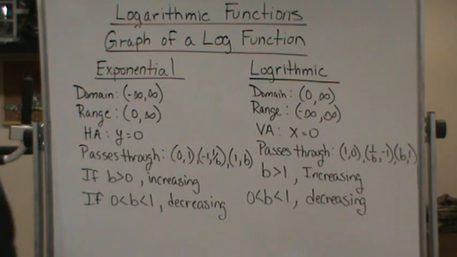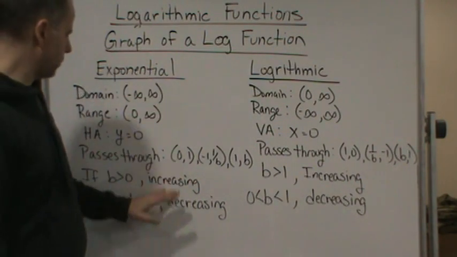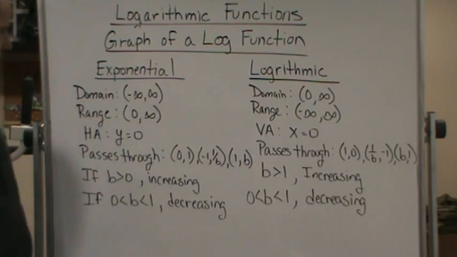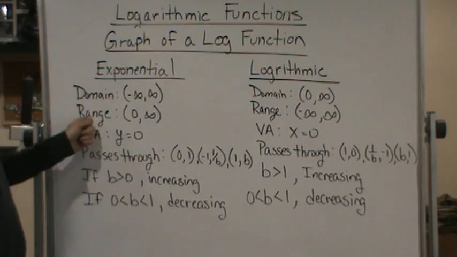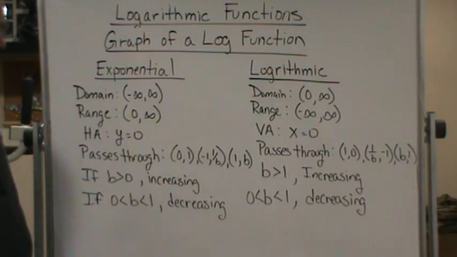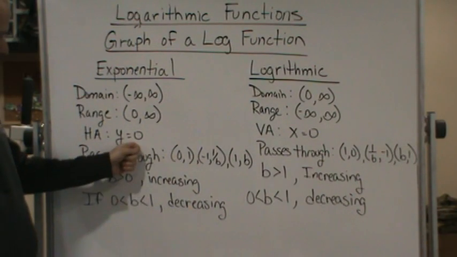Okay, now let's talk about comparing the exponential functions and logarithmic functions as far as their behavior and properties. So for exponentials, from our discussions before, remember the domain is all real numbers, negative infinity to positive infinity. The range is all positive numbers, so 0 to positive infinity. There's a horizontal asymptote at y equals 0.